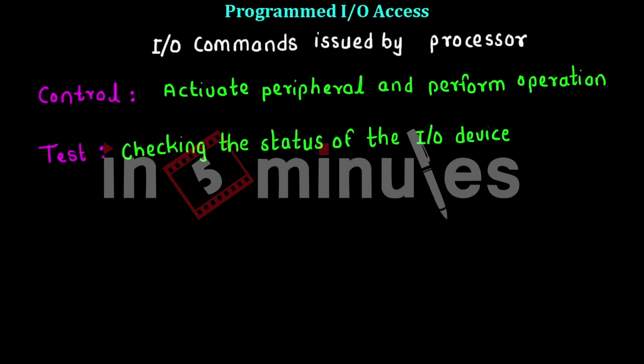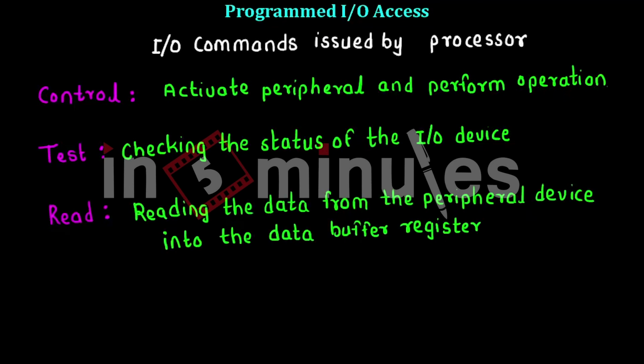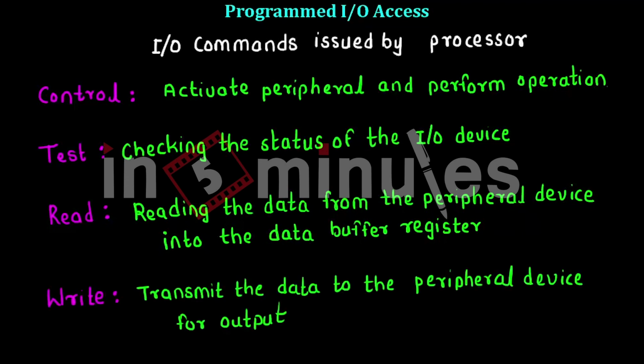Now the third command that the processor can issue is the read command. This is a normal read operation as we saw in the memory. It reads the data from the peripheral devices into the data buffer register that is present in the I/O module. And fourth is the write command, which is going to transmit the data to the peripheral devices to produce the required output. So these are the four different I/O commands that can be issued by the processor, and these commands are embedded in the I/O instructions.